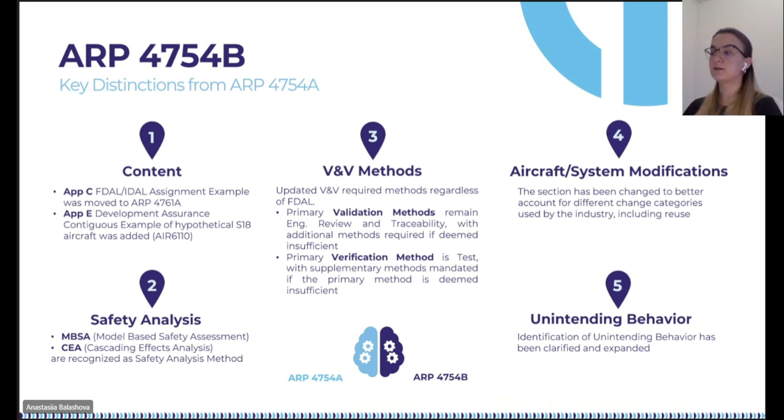Two new safety assessment techniques were added. There are model-based safety analysis and cascading effect analysis. Required validation and verification methods were updated as well, providing us more flexibility in method selection as we discussed. The section on modification to aircraft or system underwent revisions. We didn't cover this section today, but if you are involved in this process, please review it carefully. And lastly, I would say that there is a special emphasis on unintended behavior in ARP4754B, replacing the previous term unintended function.